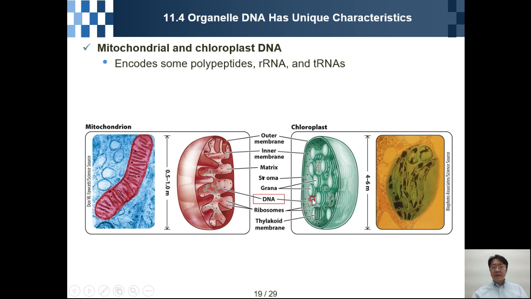This DNA encodes some polypeptides. For example, in the mitochondria, the polypeptide plays a very important role in mitochondrial function, and the chloroplast DNA encodes some polypeptides which are only used in the chloroplast. Mitochondrial DNA also encodes rRNA and tRNA, which can only be used inside the mitochondria. Chloroplast DNA also encodes its own rRNA and tRNA, which can only be used inside the chloroplast.